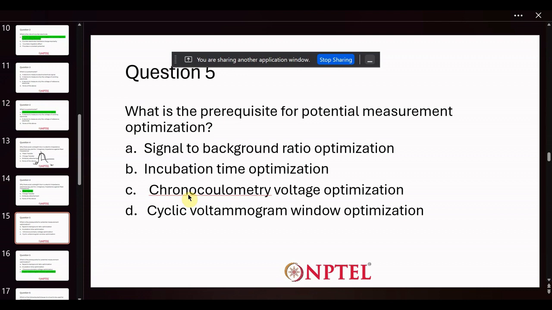Incubation time optimization: when you have the primary antibody and the analyte attached to the sensing element, and you put the secondary antibody, you need to give some time for the incubation to happen, so that after that you can measure the readings. That is what the incubation time is called. Chronocoulometry is another type of voltage measurement technique, in which you are applying a separate kind of graph, and then there is cyclic voltammogram.